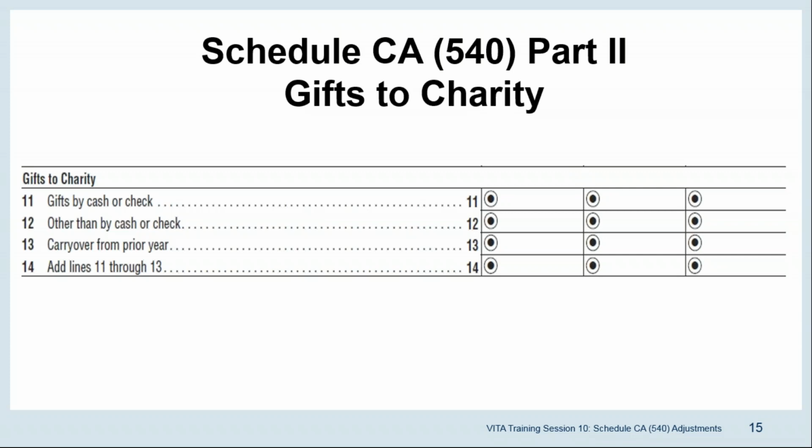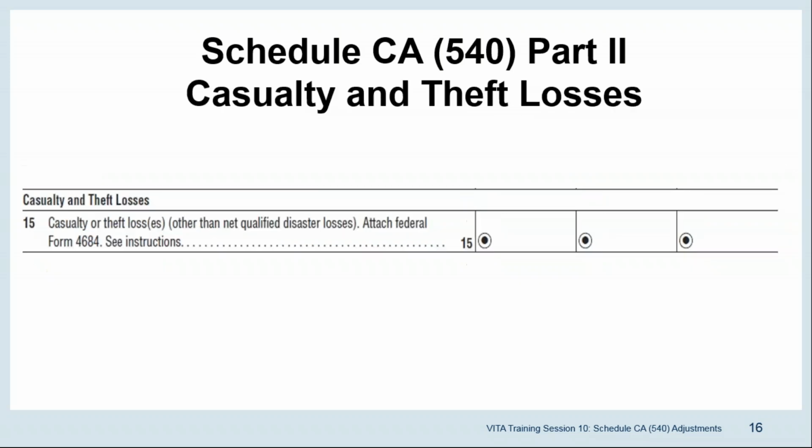Line 13, carryovers. If you are carrying over a deduction made from the prior year and your state carryover is larger than your federal carryover, enter the difference in column C, line 13. Federal has suspended the personal casualty and theft loss deduction unless incurred in a federally declared disaster. California does not conform. To claim this loss, complete Federal Form 4684 using California amounts and enter the difference between the federal and state amount in column B or C of line 15.